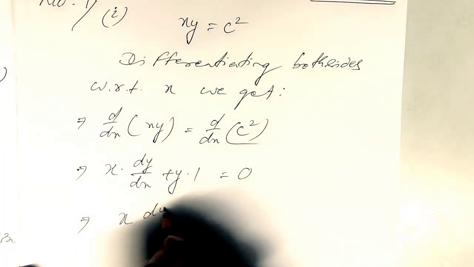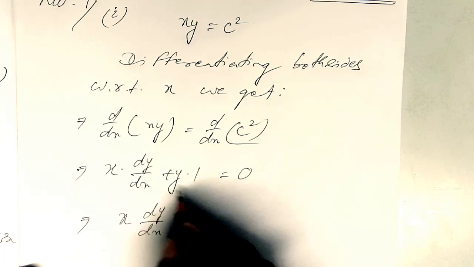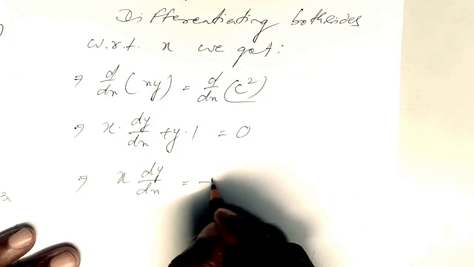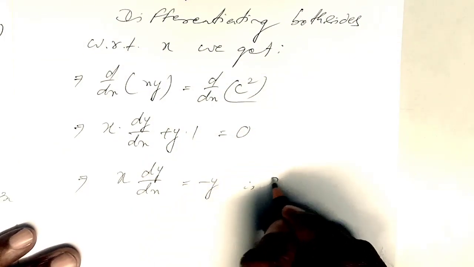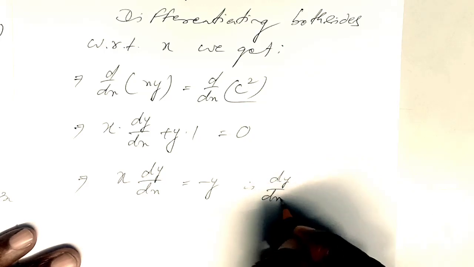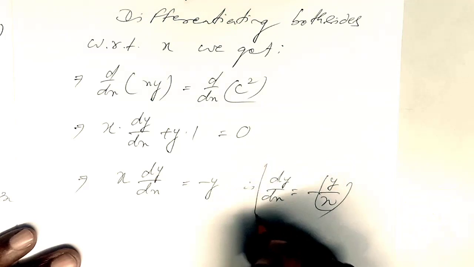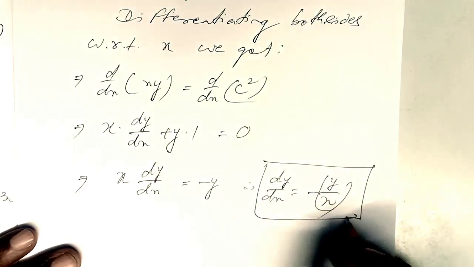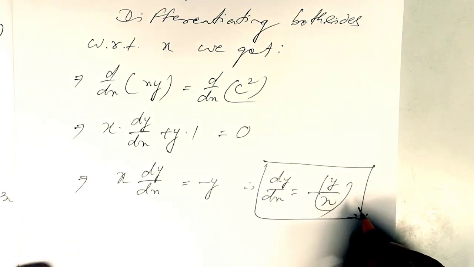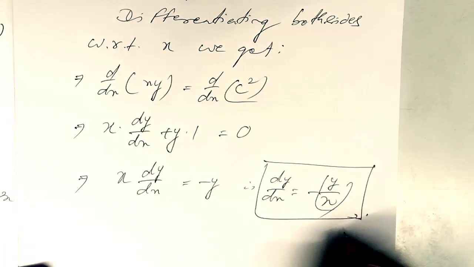So what is the result you are getting here? x into dy by dx equal to, you take y to that side, it will be minus y, and you have to find out dy by dx. How much are you getting? Minus y by x. Yes or no? This is the way of finding the derivative, dy by dx, from the implicit function. This is the answer. Let us go to the second part.